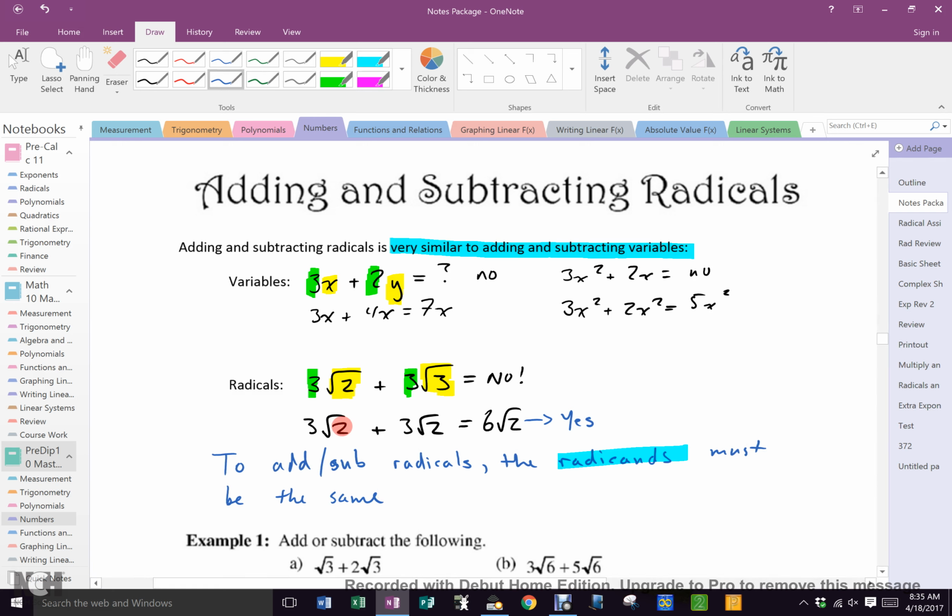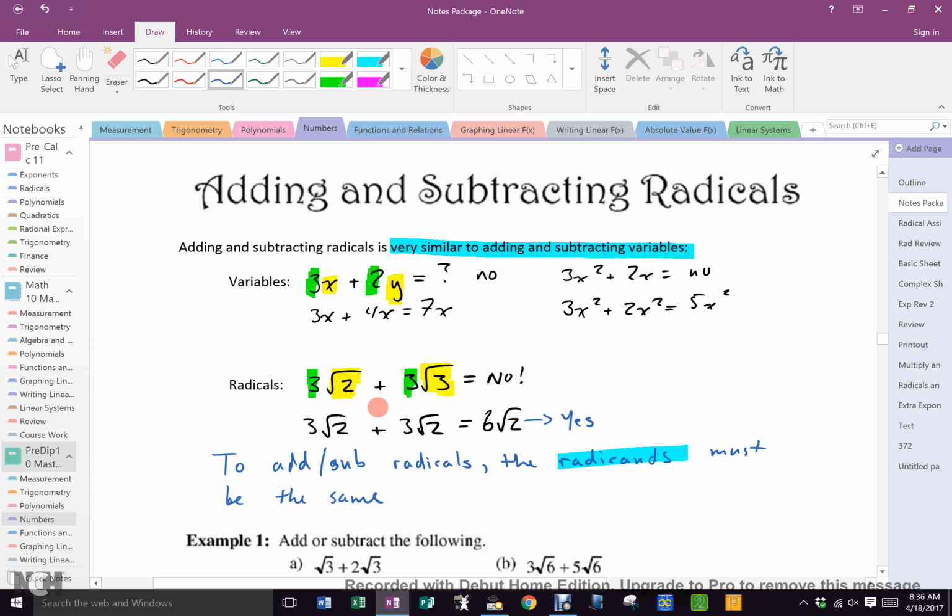All root 2's in this question are the same. Do we actually know the value of root 2? No, because it's irrational. But we do know that it is 1.414 blah, blah, blah forever. And we know that this means there's 3 of those. Then I'm going to add 3 root 3's, which is 1.73, blah, blah, blah. Not the same, is it? But this is the same.